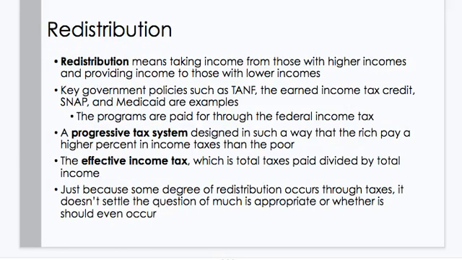Redistribution means taking income from those with higher incomes and providing income to those with lower incomes. Key government policies such as TANF, the Earned Income Tax Credit, SNAP, and Medicaid are examples. The programs are paid for through the federal income tax, a progressive tax system designed in such a way that the rich pay a higher percentage in income taxes than the poor. The effective income tax is the total taxes paid divided by total income. Just because some degree of redistribution occurs through taxes, it doesn't settle the question of how much is appropriate or whether it should even occur.